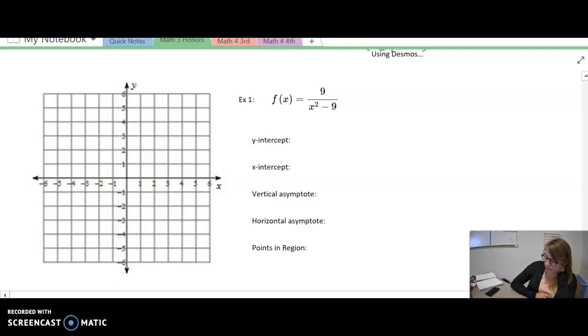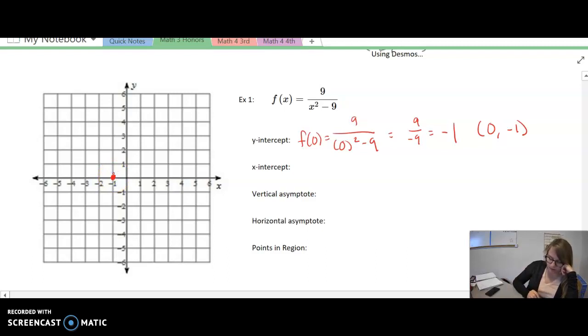We have f of x equals 9 over x squared minus 9. So y-intercept, we need to plug in 0. So do that real quick. So pause the video here and find the y-intercept. So for your y-intercept, you should have gotten negative 1. So we're going to have a point at (0, -1). So I'm going to plot that real quick.